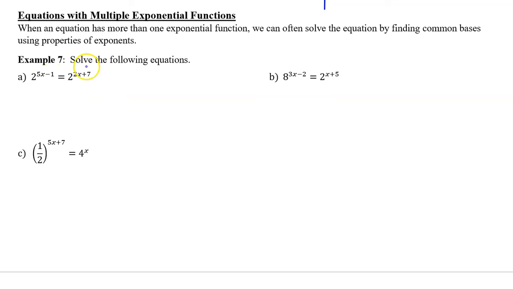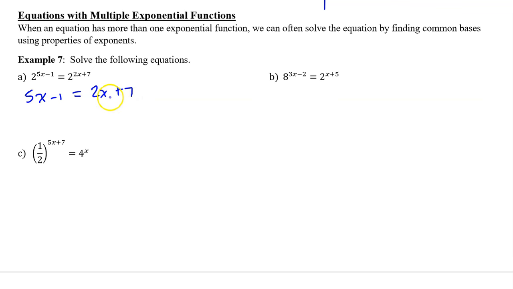Example 7. In order to solve an equation that involves multiple exponential functions, it's important to get like bases. So for part A, we already have like bases, so this one will be very easy. If the bases are equal, then the exponents are going to have to be equal as well. So that means that 5x minus 1 must immediately equal 2x plus 7.